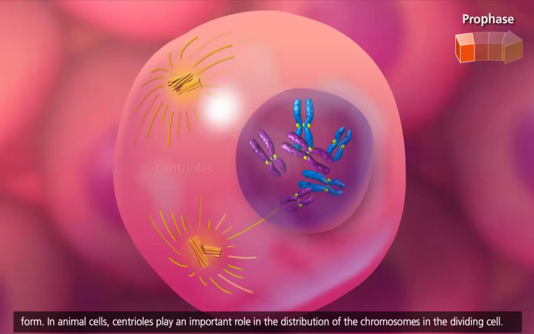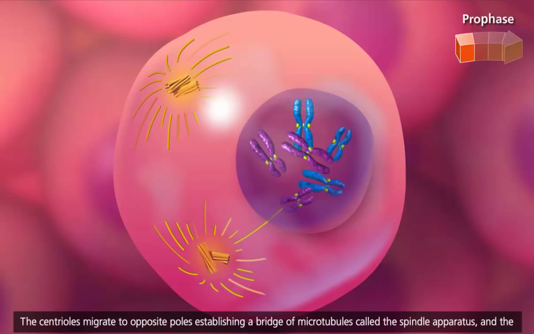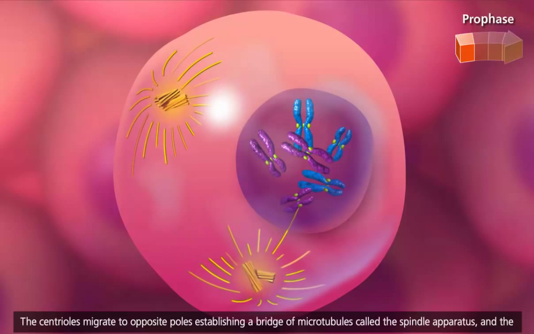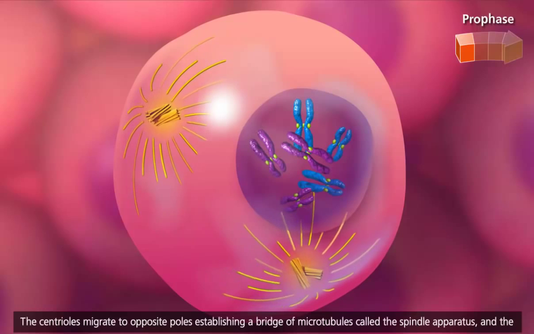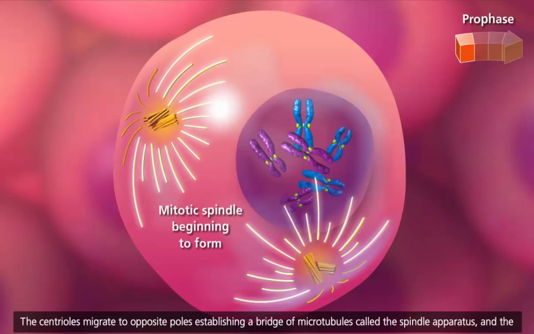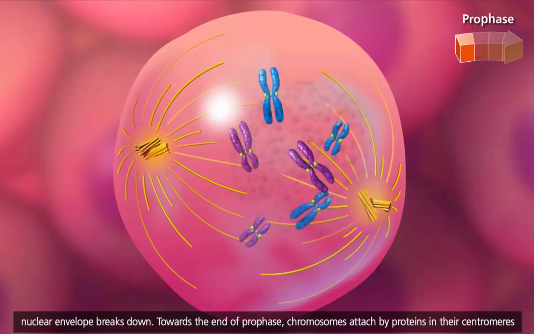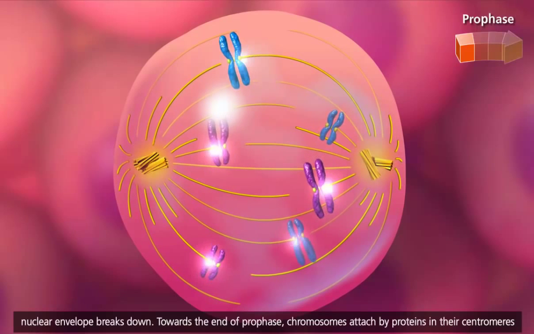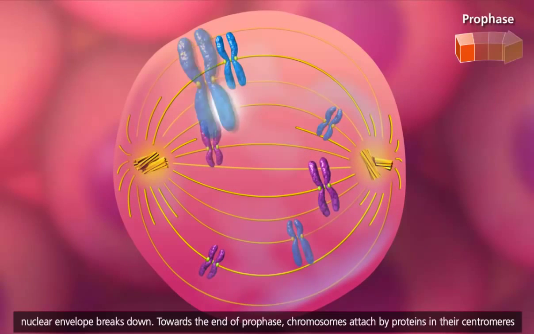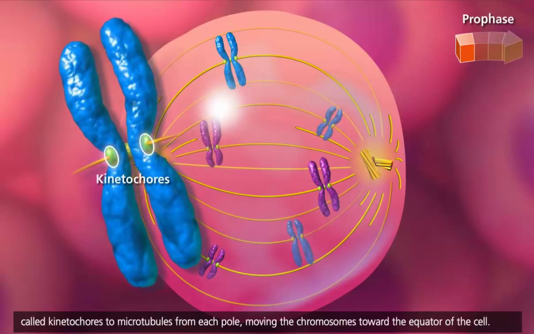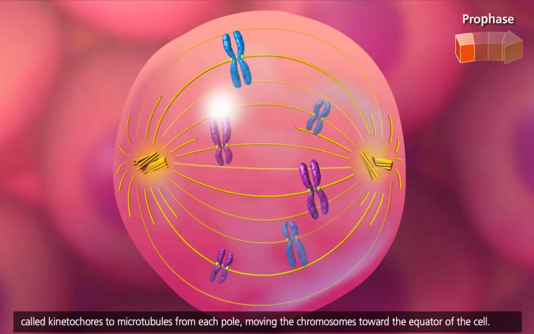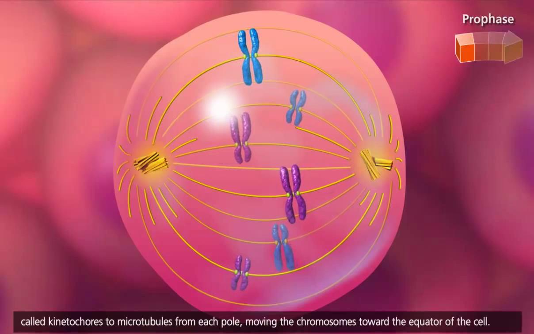In animal cells, centrioles play an important role in the distribution of the chromosomes in the dividing cell. The centrioles migrate to opposite poles, establishing a bridge of microtubules called the spindle apparatus, and the nuclear envelope breaks down. Towards the end of prophase, chromosomes attach, by proteins in their centromeres called kinetochores, to microtubules from each pole, moving the chromosomes toward the equator of the cell.